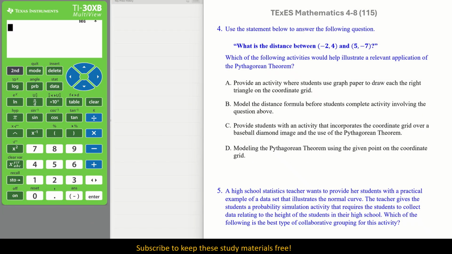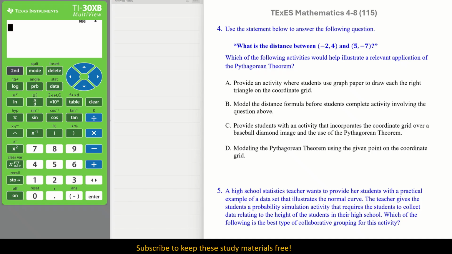Number 4, use the statement below to answer the following question. What is the distance between the point -2, 4 and the point 5, -7? Which of the following activities would help illustrate a relevant application of the Pythagorean theorem? Okay, so what that's saying is relevant means real world.